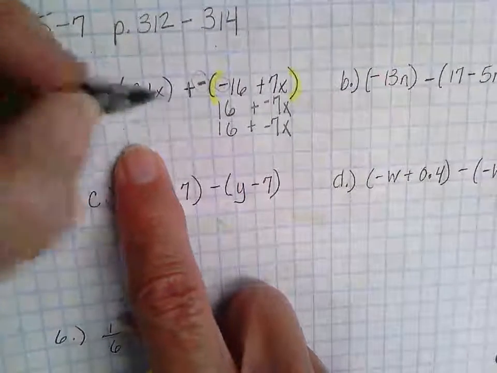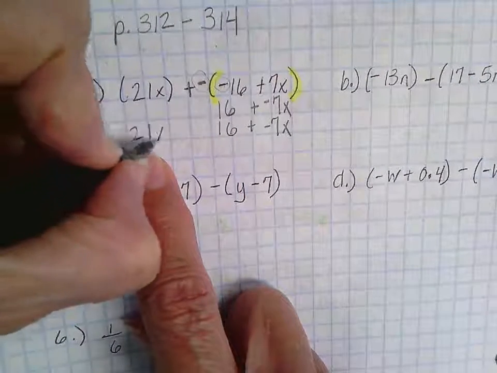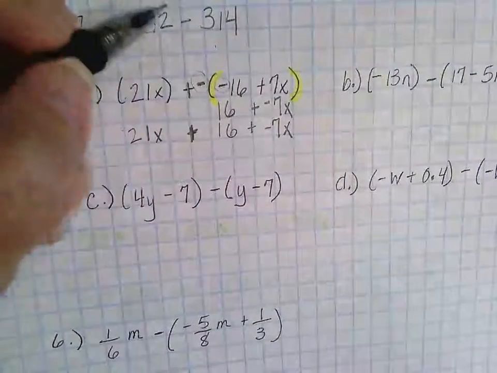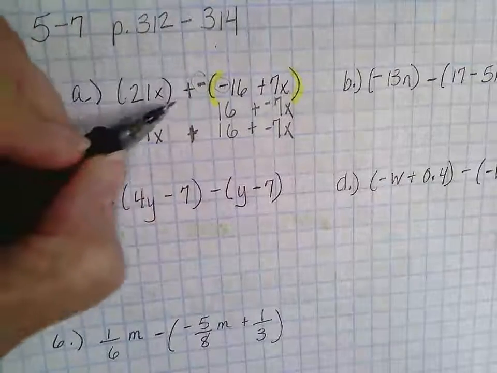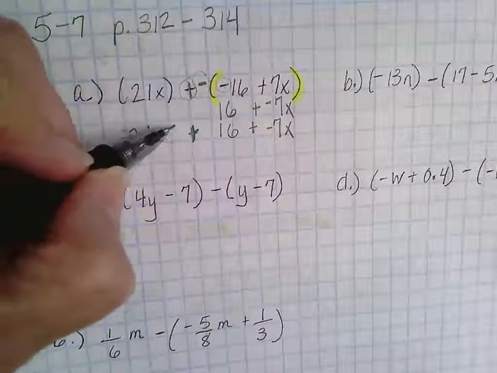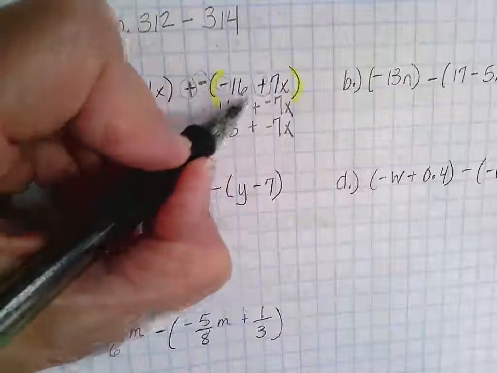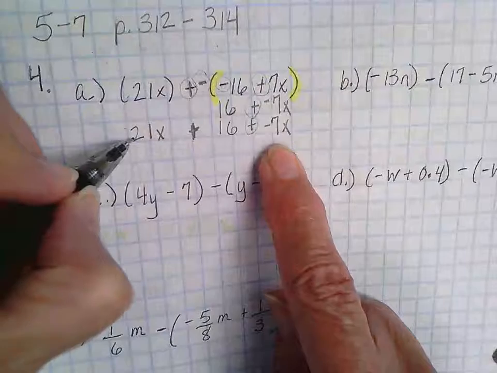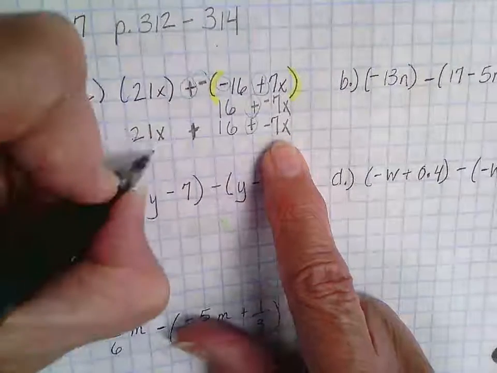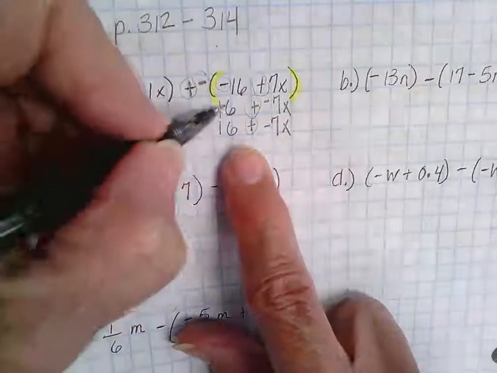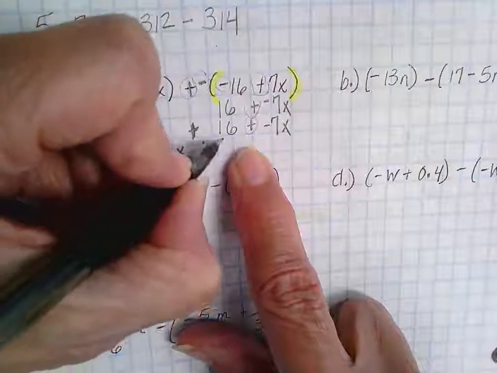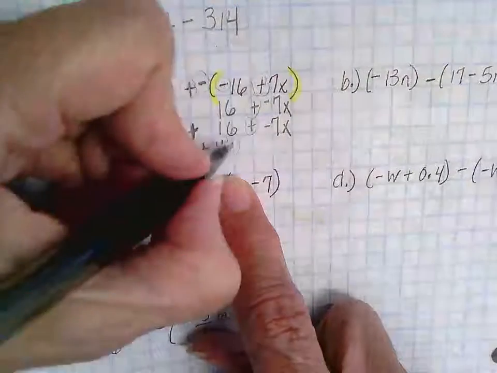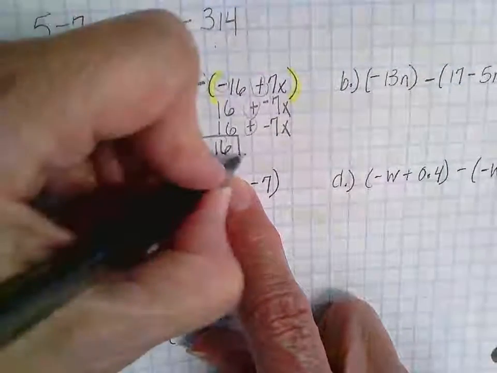Now, this is simply 21x, and there's my addition sign. I don't bring down that subtraction sign. This is my operation sign. This is my operation sign. I bring those down. So now I'm going to combine like terms. 21x plus negative 7x is 14x, and I have a positive 16. You'll remember in class that positive 16 was a little tricky to come up with when we did it in class.